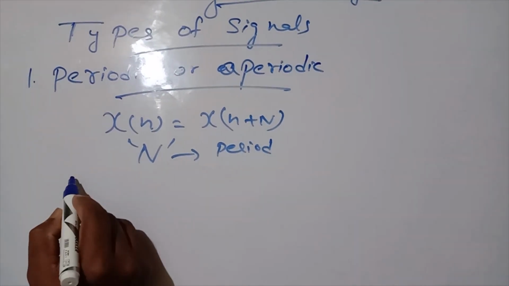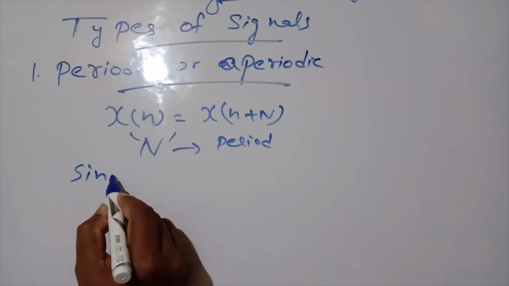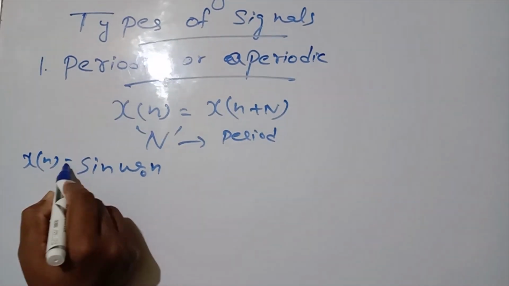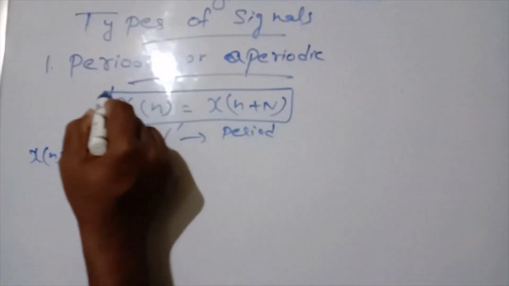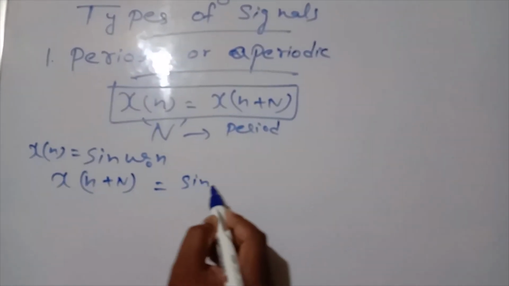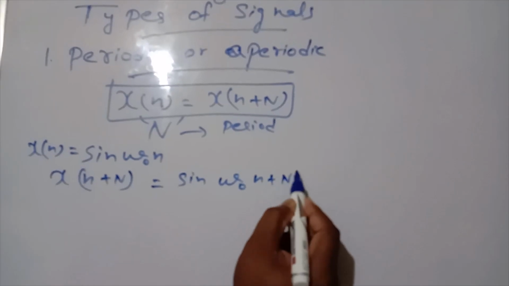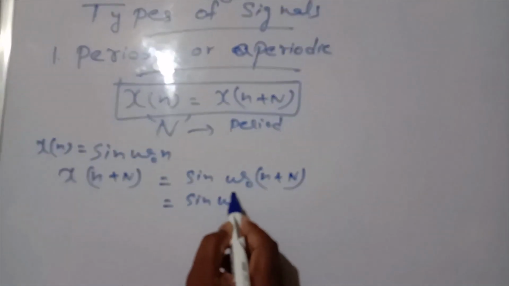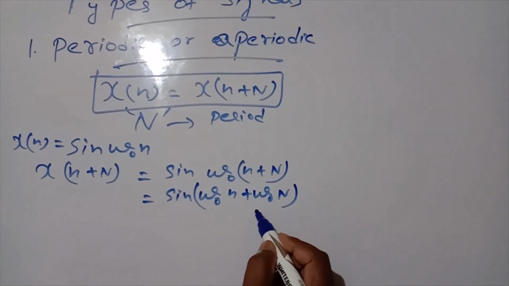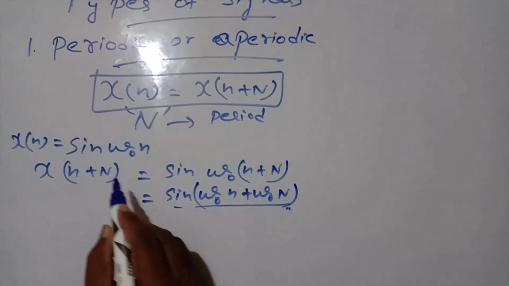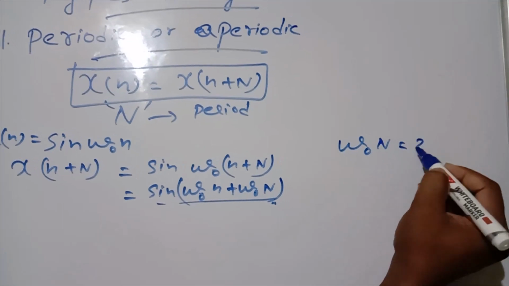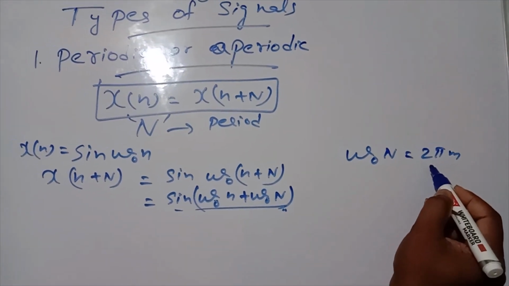So if we consider a sinusoidal signal such as sine omega 0 n, to find whether it is periodic, we consider this condition. That means x of n plus capital N is equal to sine omega 0 times n plus capital N, which becomes sine omega 0 n plus omega 0 capital N. This gives sine omega 0 n if and only if omega 0 capital N is a multiple of 2 pi.